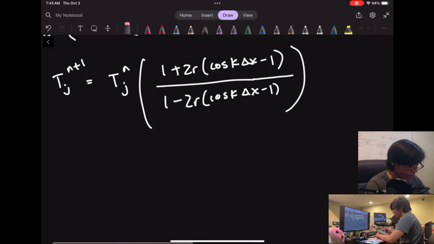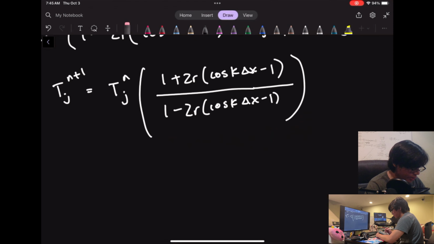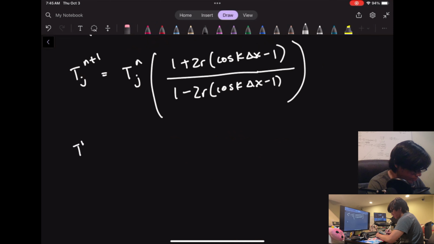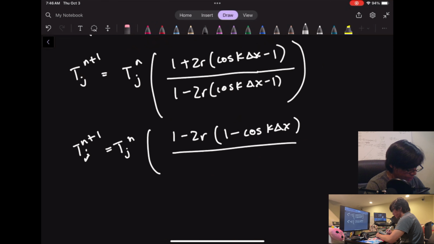So I'm going to just focus on this term here. Distributing the 1, actually we can rewrite the whole term. So it will be d n plus 1 j is equal to t j n. And then distributing the negative, we have 1 minus 2r. And then we distribute the negative, so it becomes cosine kx. And then same thing on the bottom. So this makes it easier to visualize what I mentioned before.